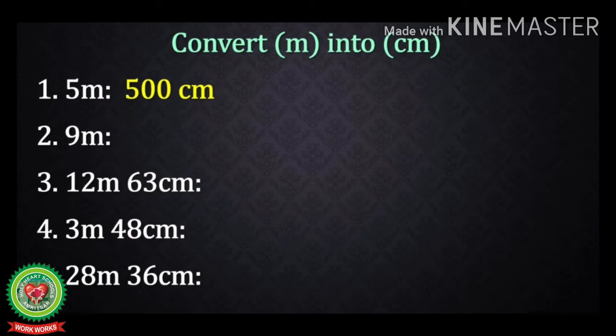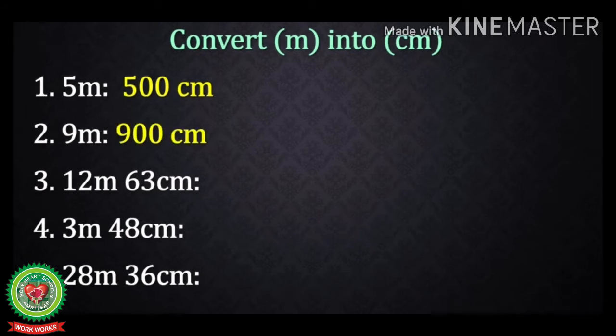Now the next sum is 9 meters. Now we will write 9 and add 2 zeros. The answer will be 900 centimeters.